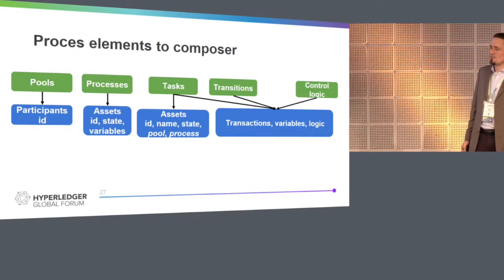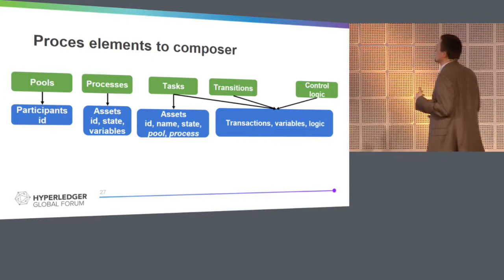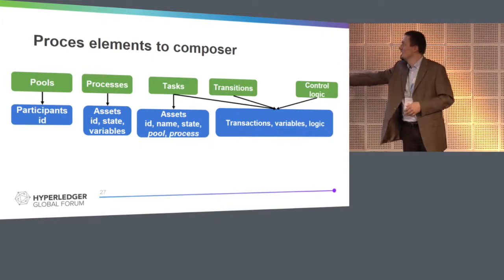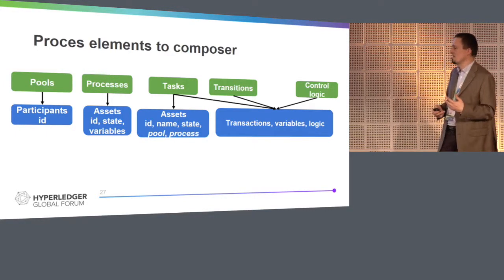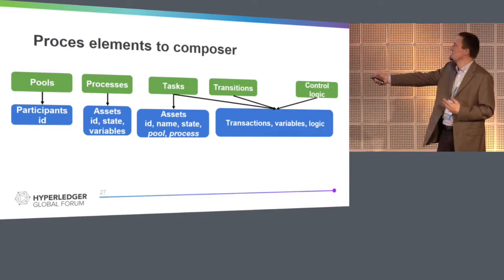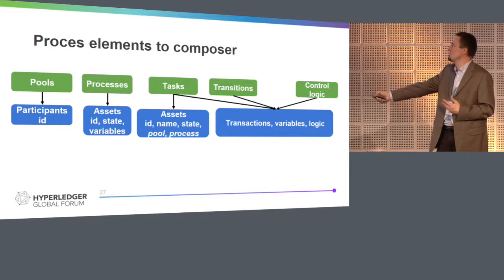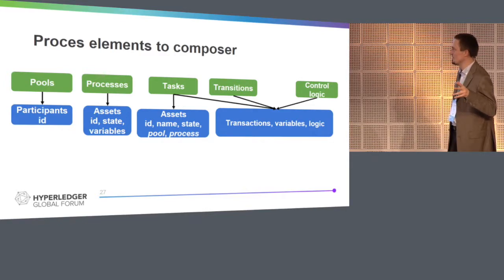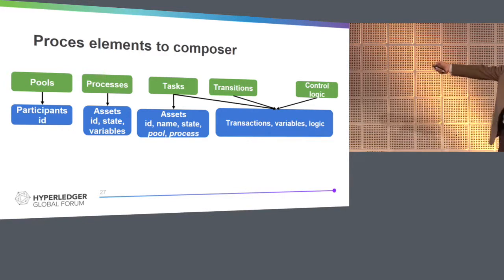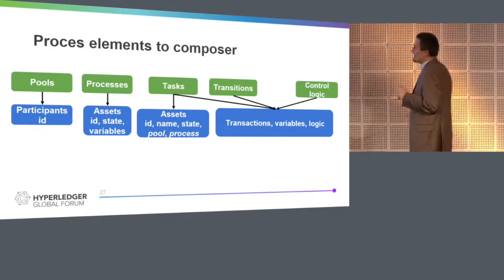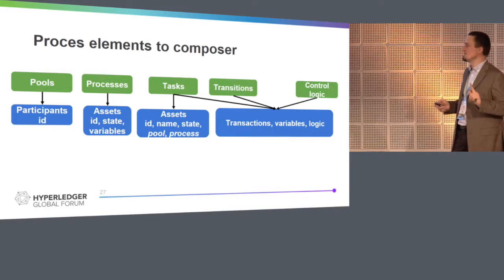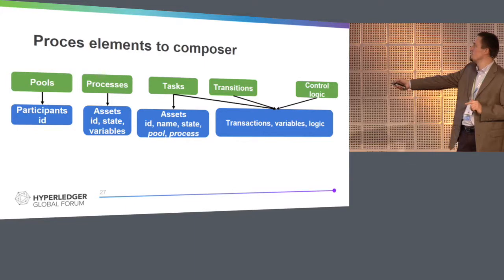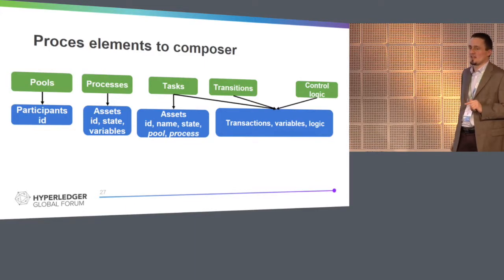Again, let's take the process elements and then turn them to concepts of Composer. So again, the process will be composed of different pools, if we follow the BPM standard. The simplistic way is to attach to each pool one specific participant, which is one specific role. Processes will be assets. So if you're familiar with Composer, there are assets, there are transactions on these assets. So processes will be, again, assets with their own possible states, which will be captured by state variables.